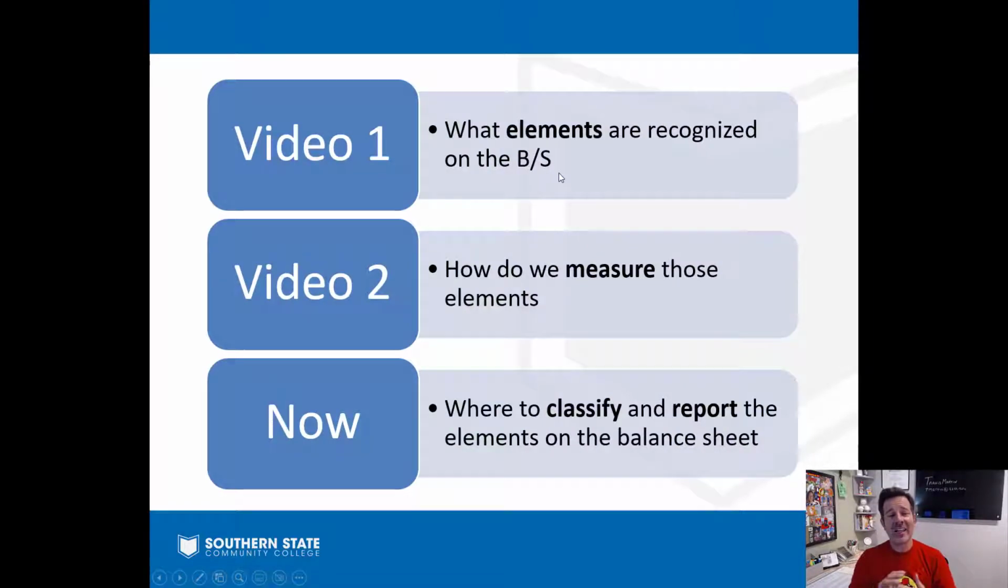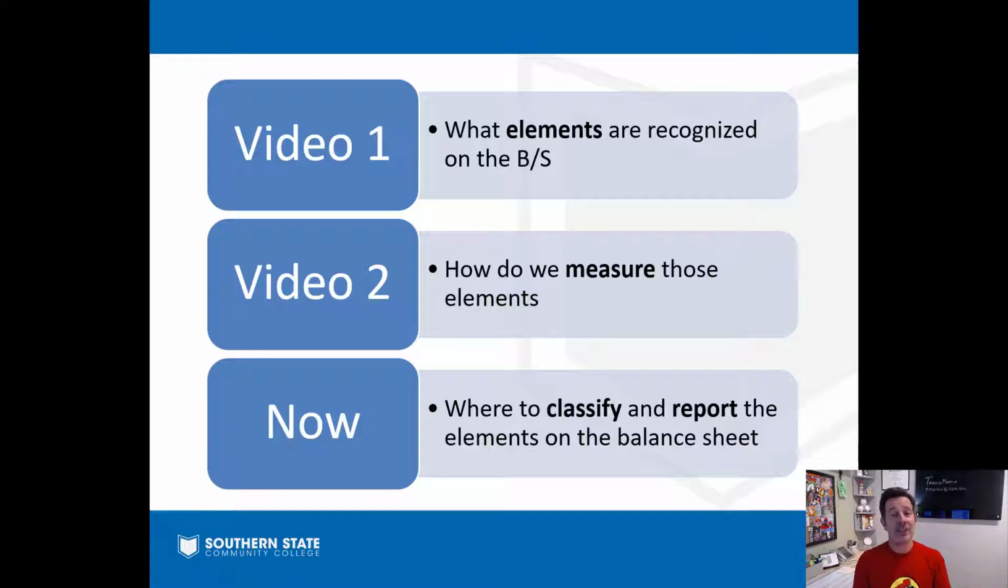We've talked about the elements that we recognize on the balance sheet and gave you a few definitions for those elements on the balance sheet: assets, liabilities, and equity, according to how GAAP defines them. In our second video, we talked all about how we measure and report those items on the balance sheet. So we're going to wrap up talking about classifying.